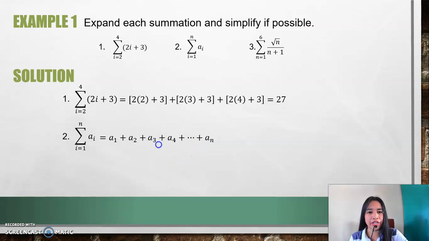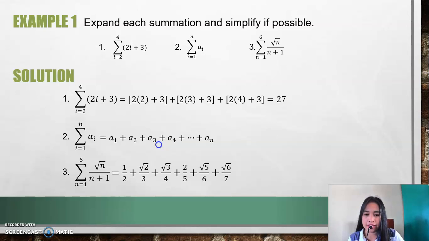Okay, so number 3. The summation of square root of n all over n plus 1 from n equals 1 to 6. So the values we will substitute for our n start at 1 until 6. Like what we did in number 1 or number 2, we just substitute 1, 2, 3, 4, 5, 6. So we obtain these values.